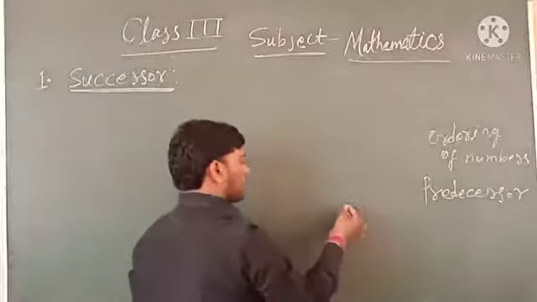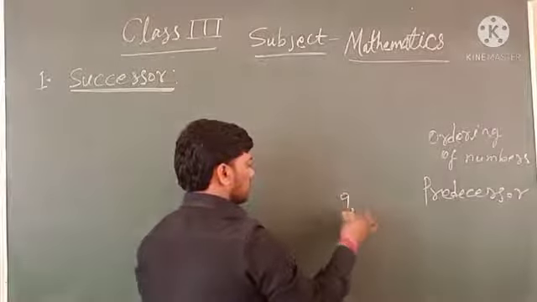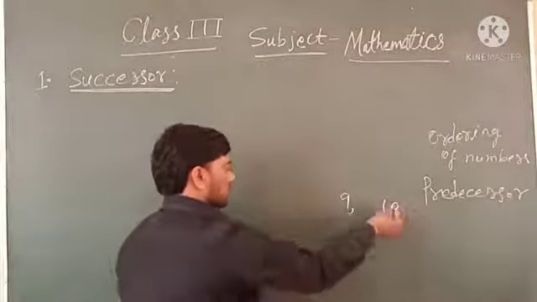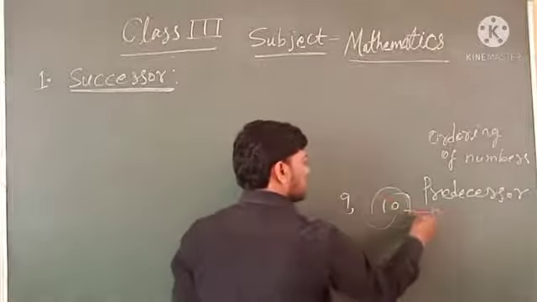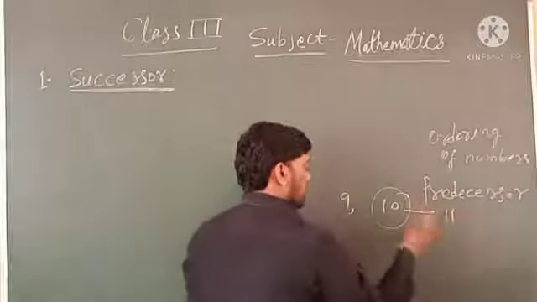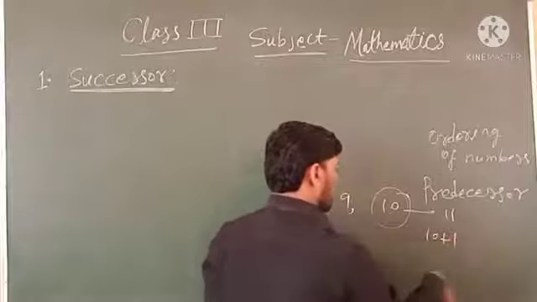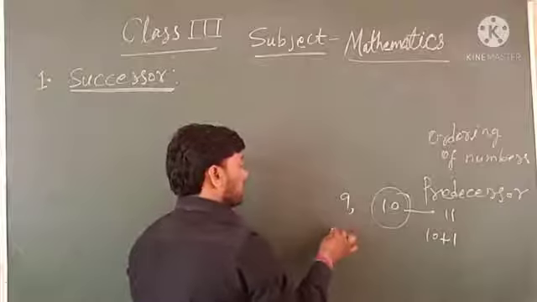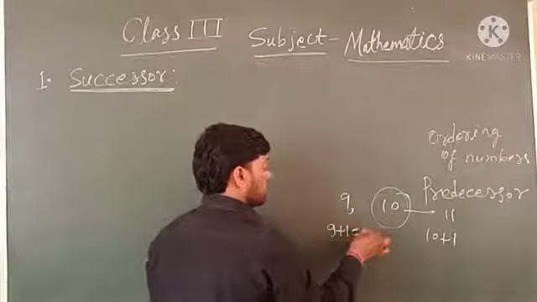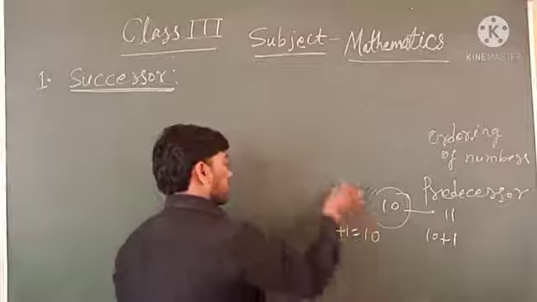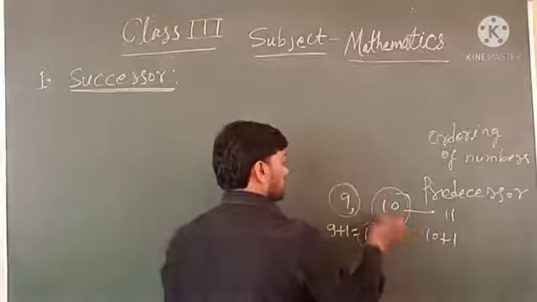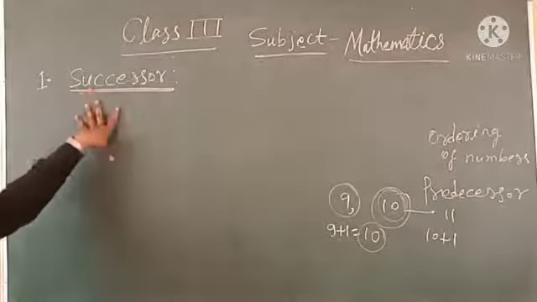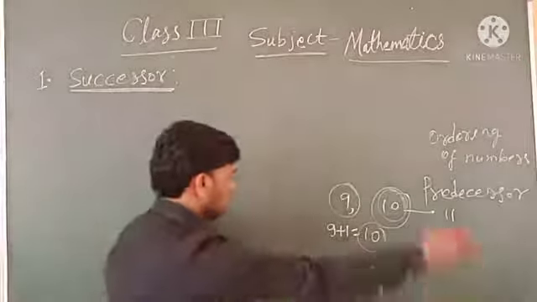Successor, as for example, numbers 9 and 10 are given. Successor of 10 is 11, means 10 plus 1, and successor of 9 is 9 plus 1, 10. Successor of 9 is 10 and successor of 10 is 11. So we can define the successor.